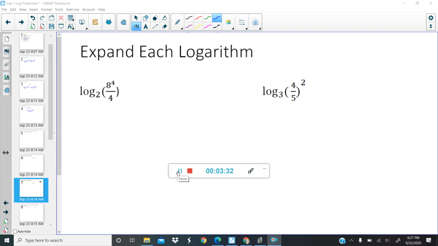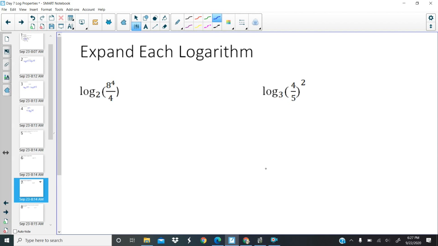So that was just an example of the basic rules, but sometimes you're going to have to expand or condense something that's a little bit more tricky. So we're going to start with this log base 2 of 8 to the 4th power divided by 4. And again, we're just using numbers, but these are just examples, and you would need to be able to do this with variables as well. But either way, we have log base 2 of 8 to the 4th divided by 4.